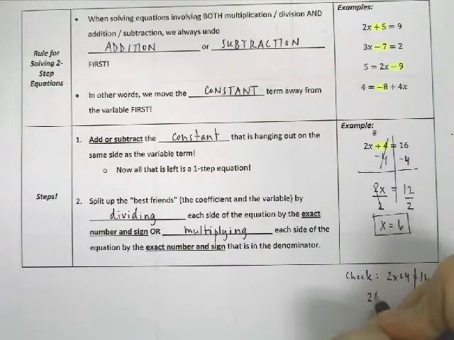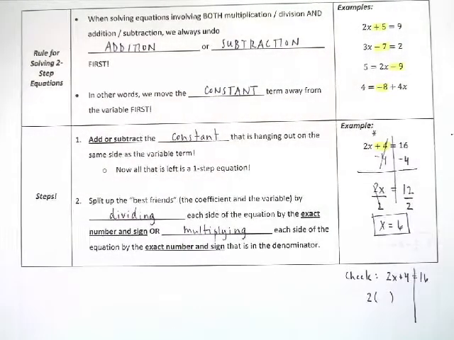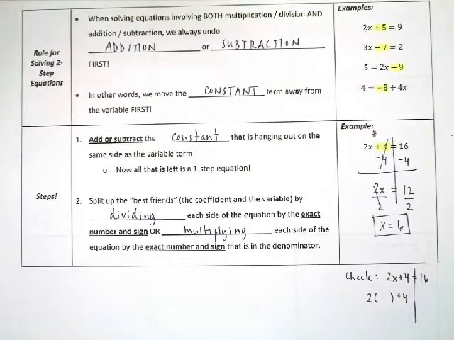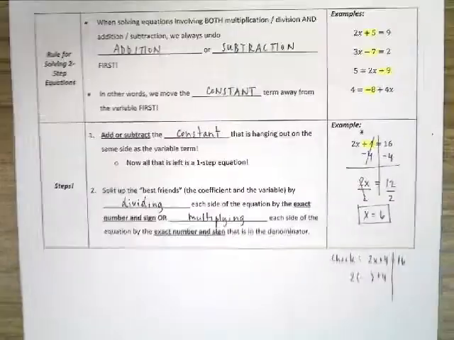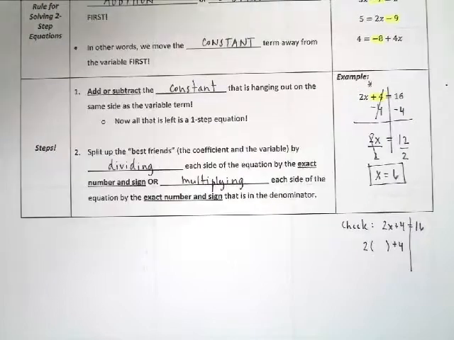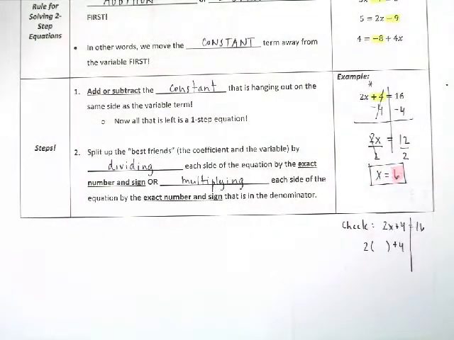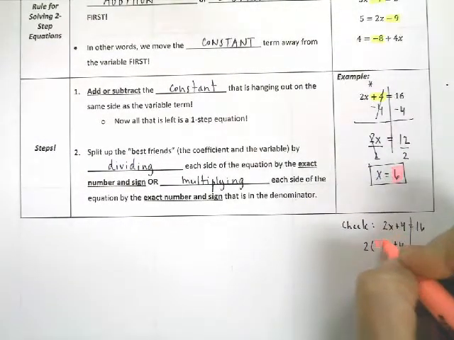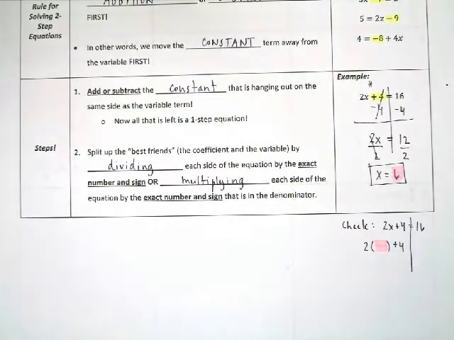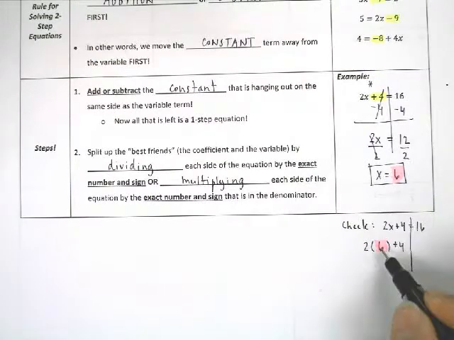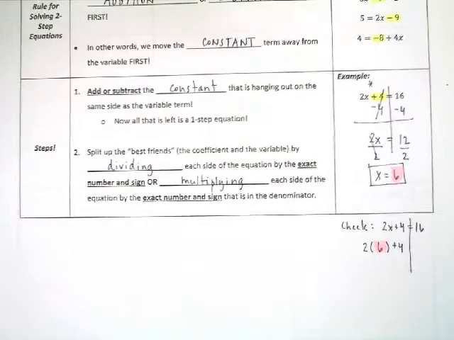So I'm going to put 2. I'm going to put some parentheses because I'm replacing x. And then bring down my plus 4. So the important thing for us to remember when we're checking is we're really just taking the solution that we found. In that case here, my solution was 6. That same number has to go here when I check. So I'm replacing or substituting 6 for x.